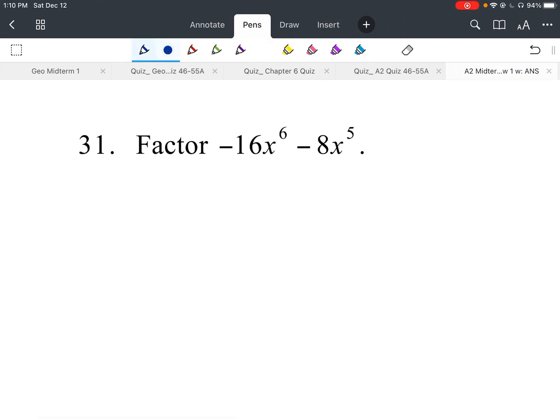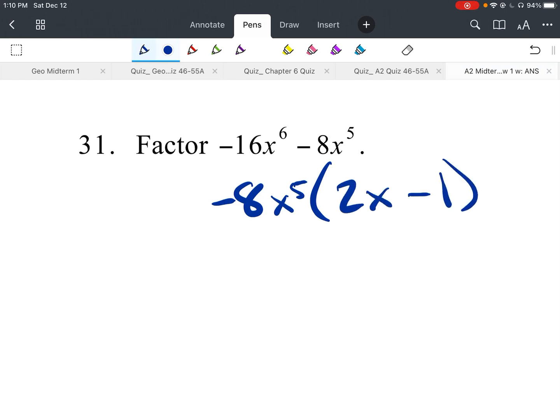All right, number 31. Factor. Oh, this couldn't be easier. We're just going to take GCF of everything. Negative 8 would come out front. And so how many x's could you take? Looks like 5. So negative 8x to the 5th. And then just write what's left. So this would be 2x minus 1. And we're good there. I think the answer key had a different thing, but you could also throw another 4 out of there. So I think we're more right than the answer key. Woohoo!